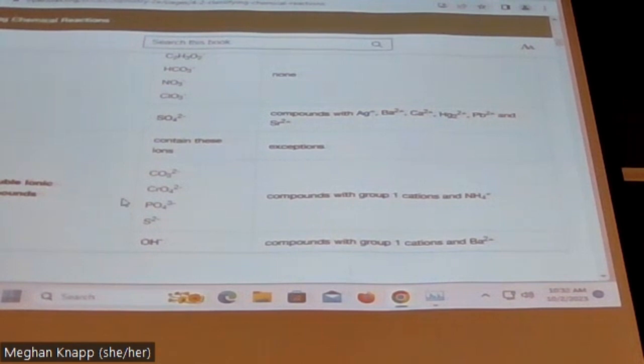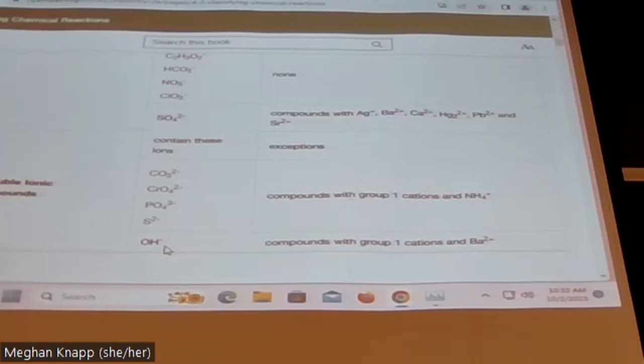I don't usually ask about these. But we should include carbonate. So if any of these are my anion, it's probably insoluble because the only exceptions are group 1 and ammonia. And I would have already asked myself about those. But if it is hydroxide, I've got this weird exception with the cation being in group 2.